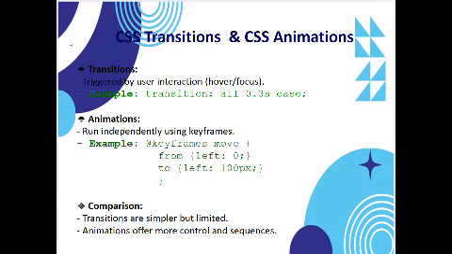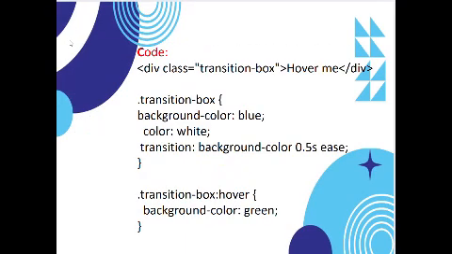Now moving to animations. Animations run independently using keyframes. Let's see an example. We start with the @ symbol and keyframes move, from left 0 pixel to 100 pixel, which means we are moving the element completely. We use the animation property to apply the animation. Let's see example code. In this, hovering over the box changes its background from blue to green with a smooth transition.